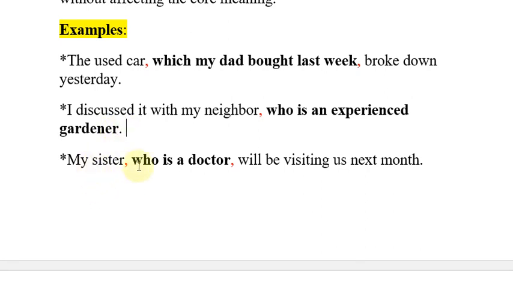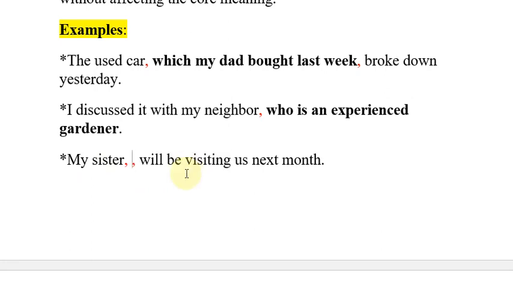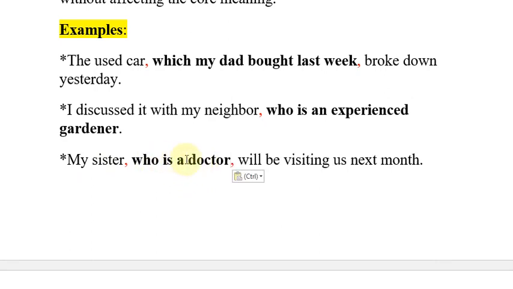My sister, who is a doctor, will be visiting us next month. Again, here I have one comma on the left, one comma on the right. My sister, this is the key sentence, will be visiting us next month. The core sentence and the core meaning is clear. This one, the bold format, only adds extra information.